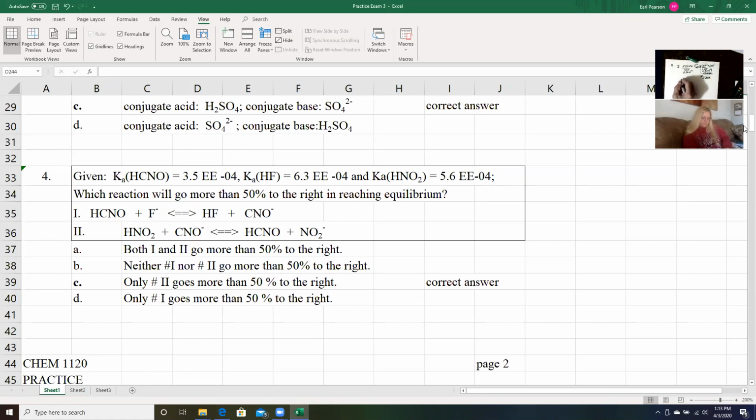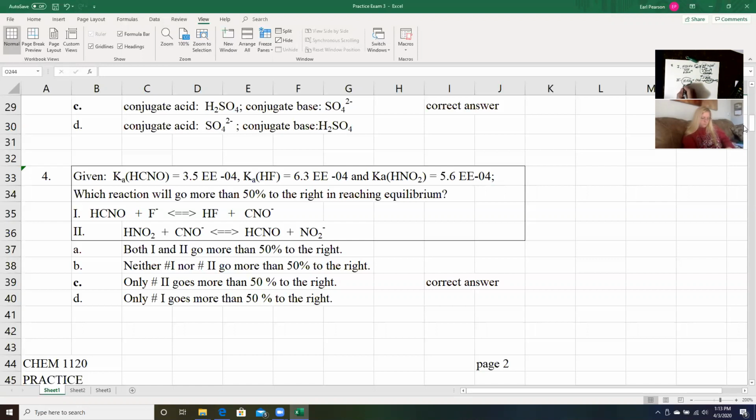Now, number 2, let's see about reaction number 2. Number 2 is HNO2 and CNO minus, and we're going to HCNO and NO2 minus. Now, the acid going to the right is this one. Acid going to the left is this one. So I want to compare them.